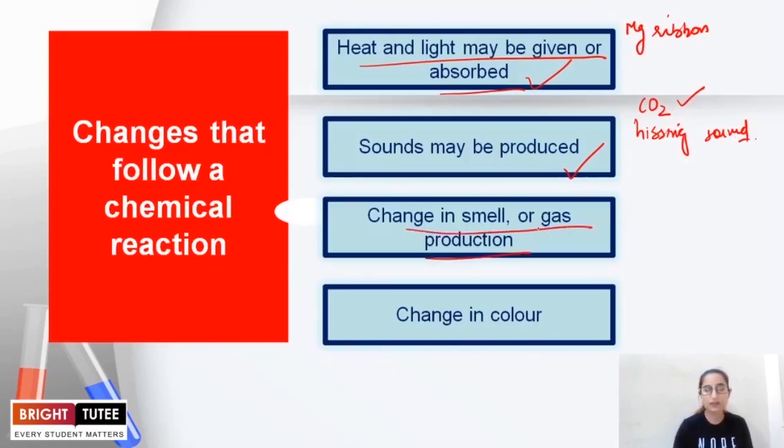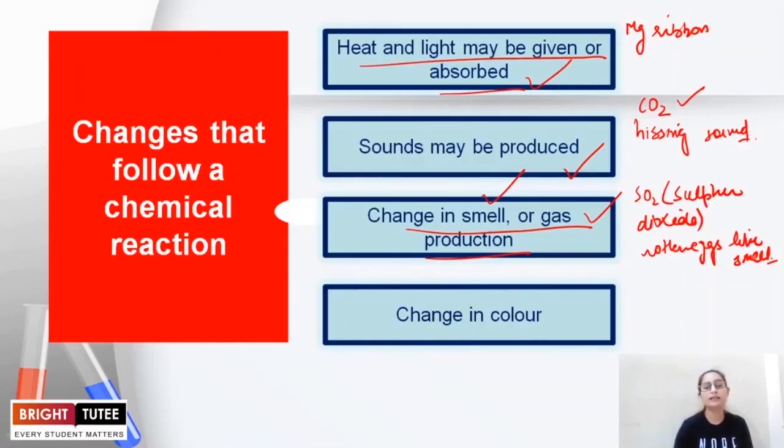Then change in smell or gas production. Yes, definitely. Gas production and change in smell, because certain gases have certain smells. For example, sulfur dioxide has a very peculiar rotten-egg-like smell. It is a very bad smell, and whenever sulfur dioxide is released, you can understand it because of the smell that it has, right? It has a very peculiar rotten-egg-like smell. So these are some changes which are accompanied by the chemical reaction.